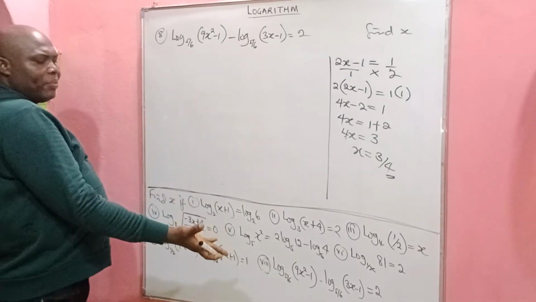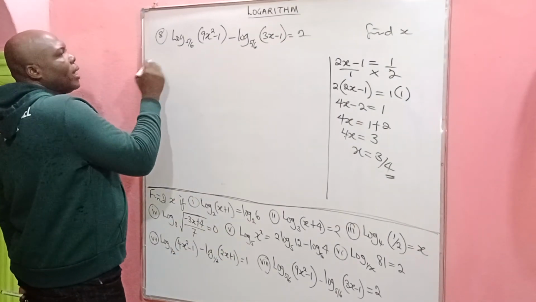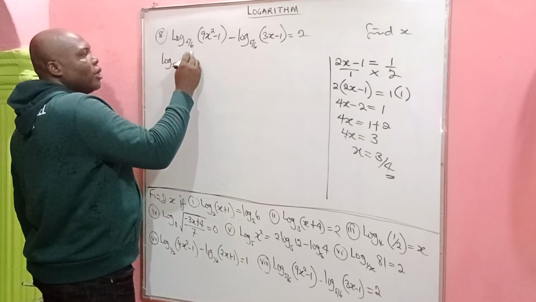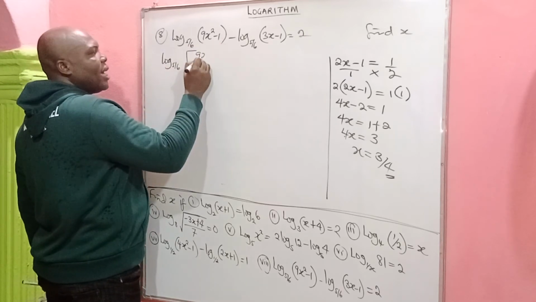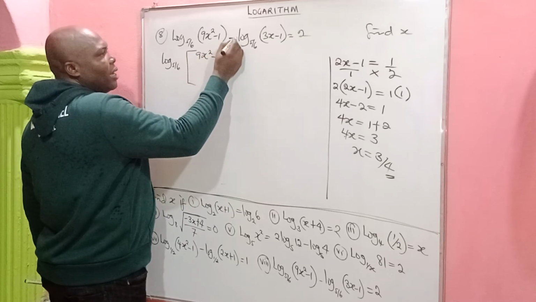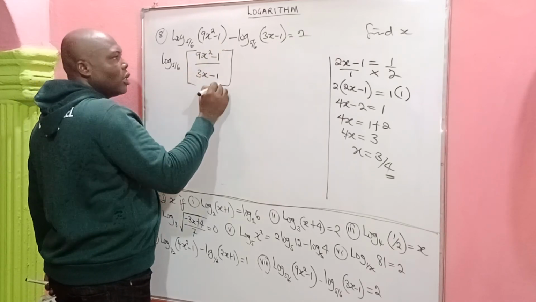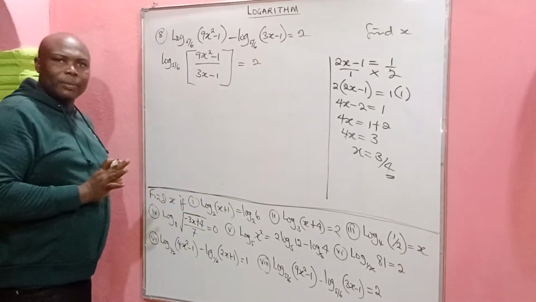We apply the same thing we did last, is the same thing we'll do here. So we are going to have a common log to the base of 5 over 6. So we are going to have here 9x squared minus 1, minus here means divide by 3x minus 1. So this will be equal to 2, as simple as it is.